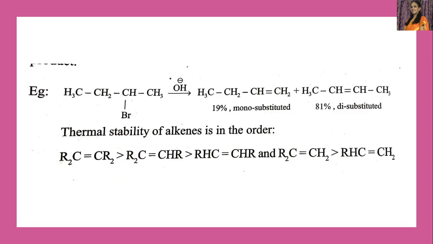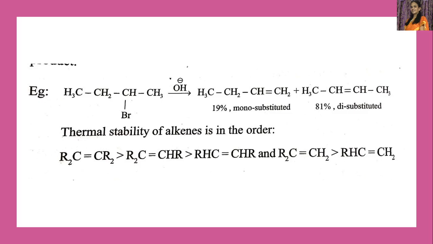Now, the order of thermal stability of alkenes. Which alkene is more stable? If we consider this alkene, 4 substituents are present. If we consider this alkene, 3 substituents are present. This one has only 2 substituents. Here also 2 substituents, but both are on the same carbon. The last one has only 1 substituent.